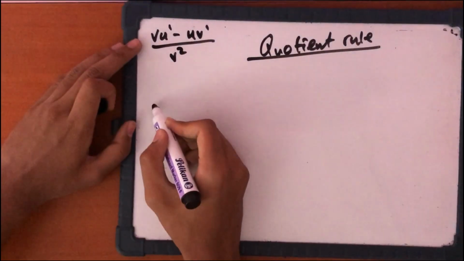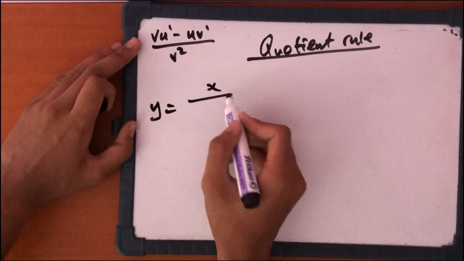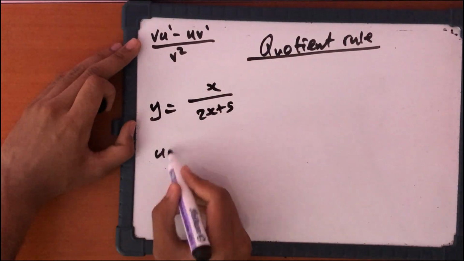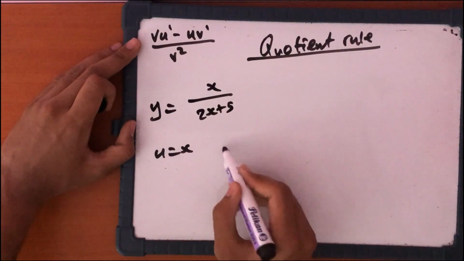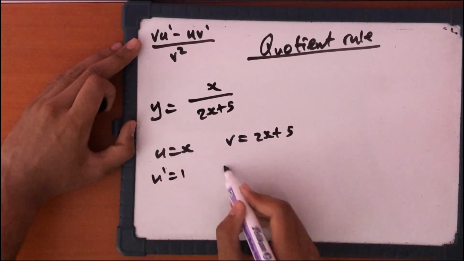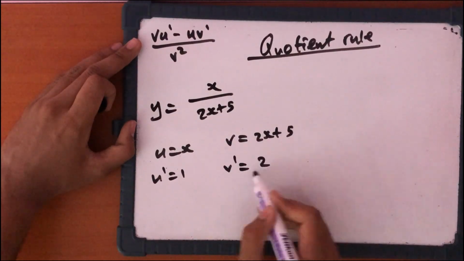So an example, a very simple one. y is x over 2x plus 5. So u is x and v is 2x plus 5. u prime is 1, v prime is 2, since 2x plus 5 becomes 2.